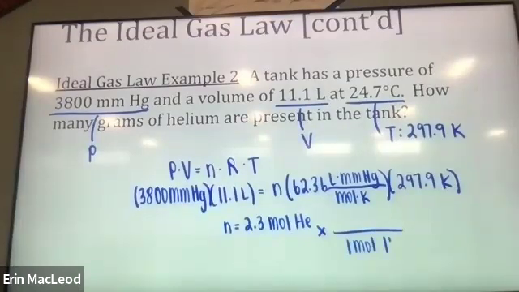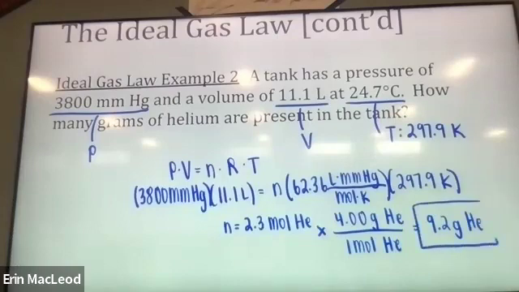Where do you find the grams for something? Periodic table. Helium is 4.00. And that should work out to be 9.2 grams of helium inside this particular tank. So the hardest part of this equation is you've got to be very, very well aware of your units. Again, pressure can be either ATM or mmHg, but volume has to be liters. N has to be moles. T has to be Kelvin.